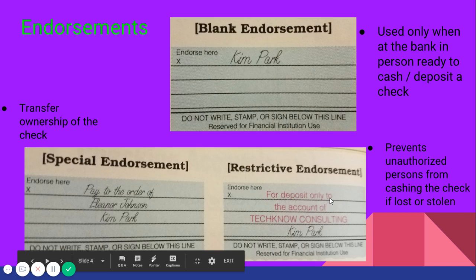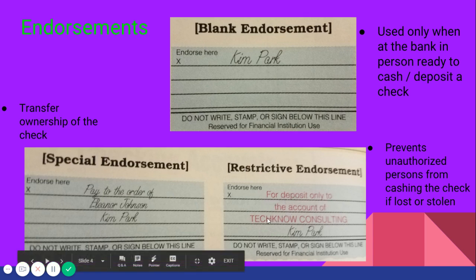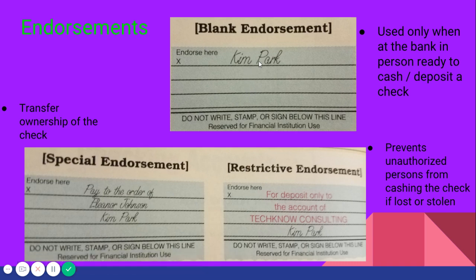The third option is a restrictive endorsement. This would be that if you were to send a check in by the mail to be deposited by the bank, you could do this. So you can write for deposit only to the account of whatever the account you have, and you sign your name. This way, if the check was lost or stolen, nobody else can cash your check. This first option, if you signed the check, and if it was lost or stolen, anyone can cash that check.